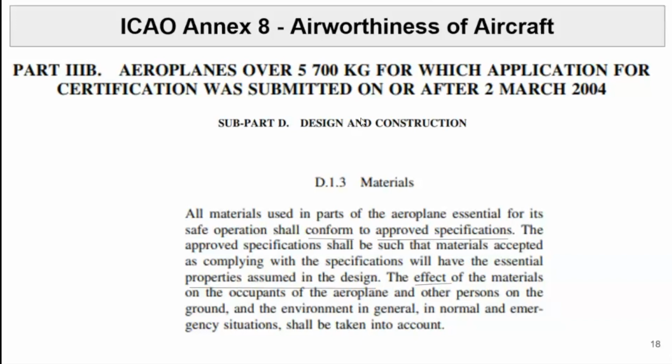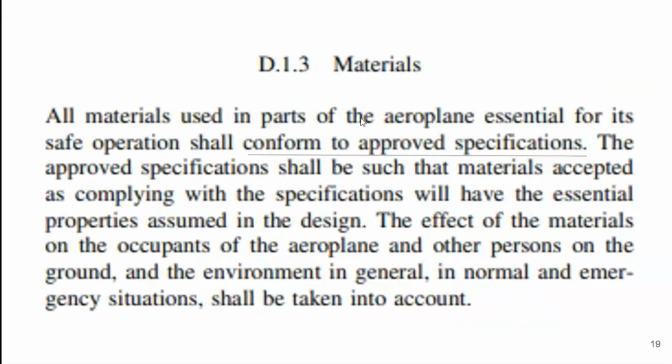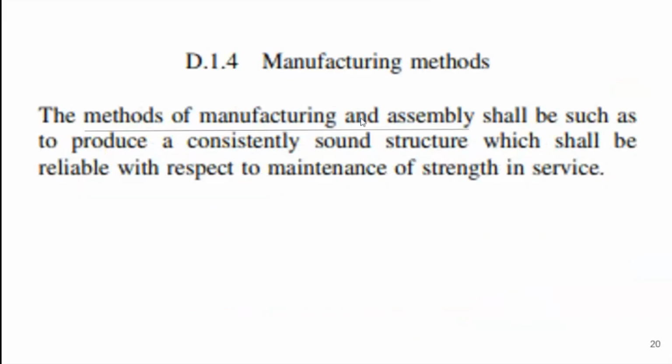So approved spec. If you are doing composite, what is the approved spec? If you're doing metal, it's very straightforward. For composite, the approved spec may not be available, and you have to develop the spec on your own. Okay, next, a zoom out of the requirement. Next is manufacturing method. The method of manufacturing and assembly shall be such as to produce consistently sound structure. Again, in composite we have a problem, because how do you justify it's consistently produced, when the laminate orientation in the layup is different from design to design.